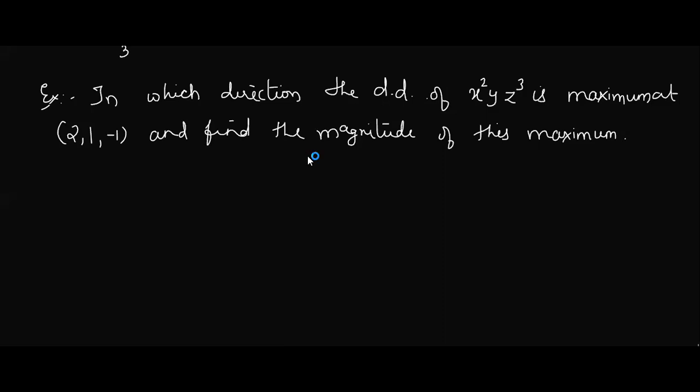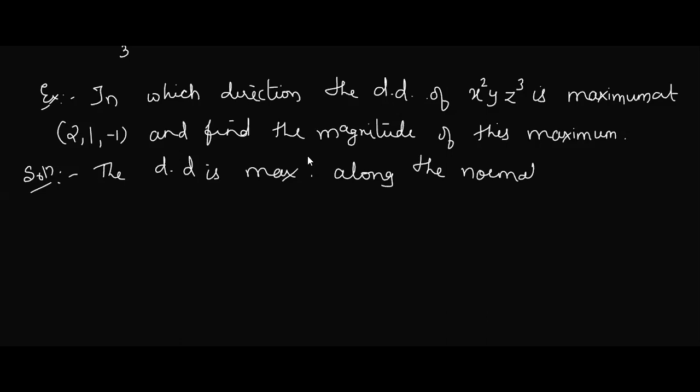So we have to find the direction along which the directional derivative of this phi is maximum at this point. Can anybody tell me among all the directions, along which direction it is going to be maximum? We have some theorem. Del phi. So just write that result. The directional derivative is maximum along the normal vector del phi, or you can say along the vector del phi.